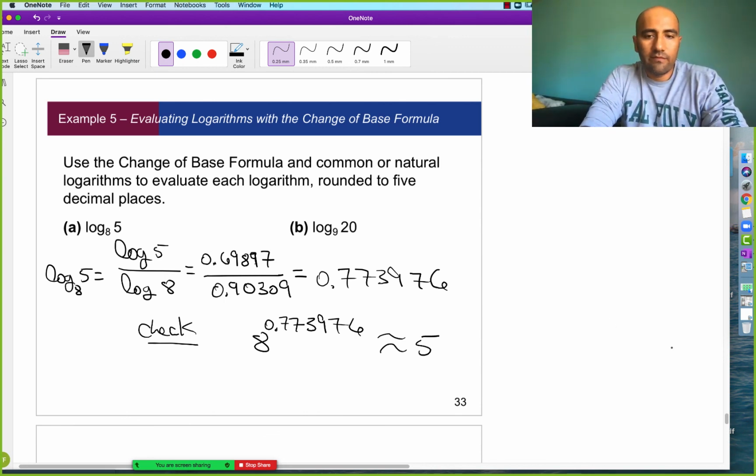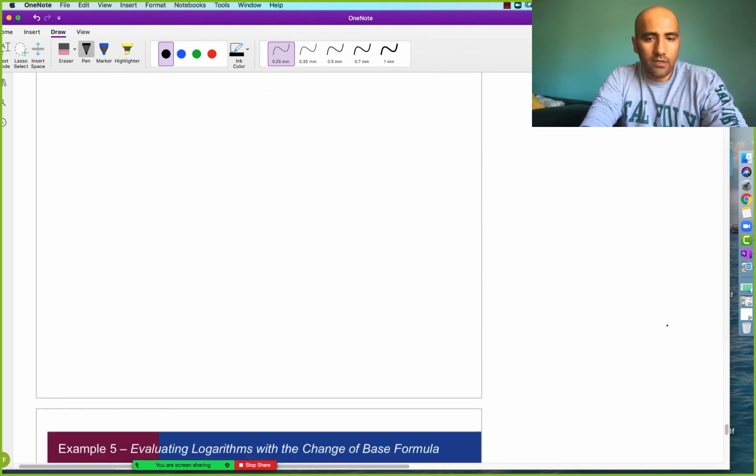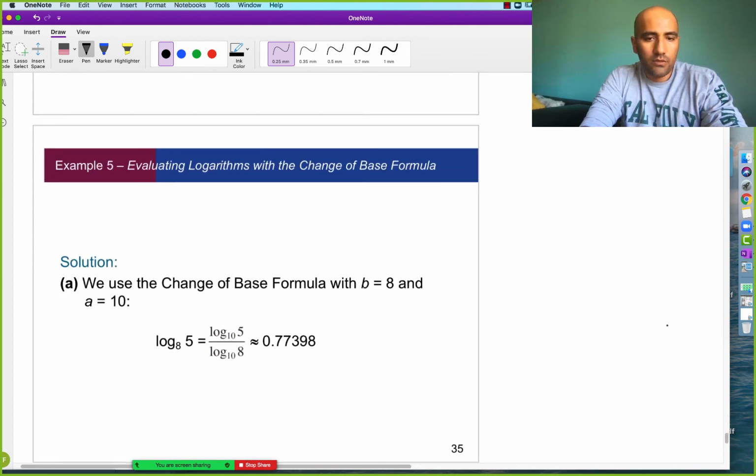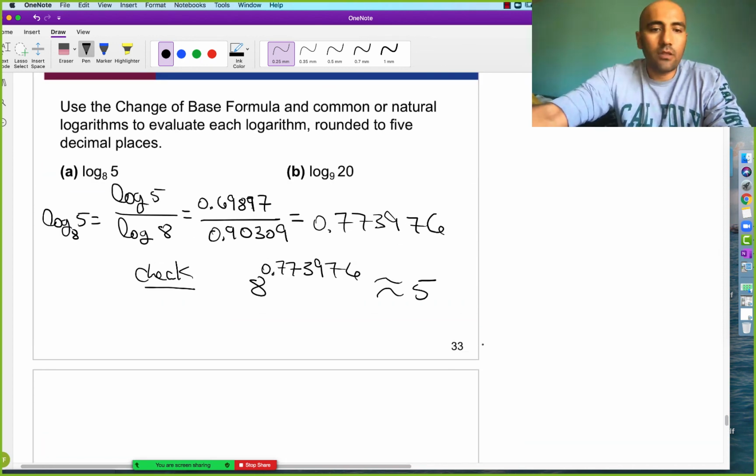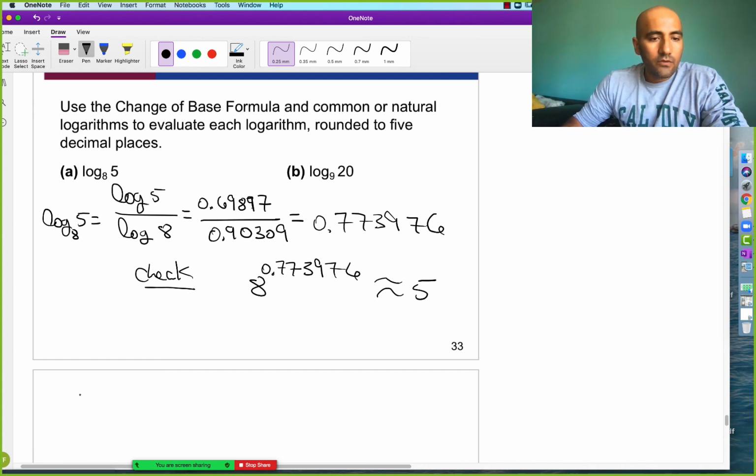Good. 7739, is that what the author got? 7739. Good. And they also use log base 10. We could just as easily have used log base e. Nothing special about log base 10. So just for the sake of making sure that works, let's try saying that this is equal to ln of 5 divided by ln of 8.